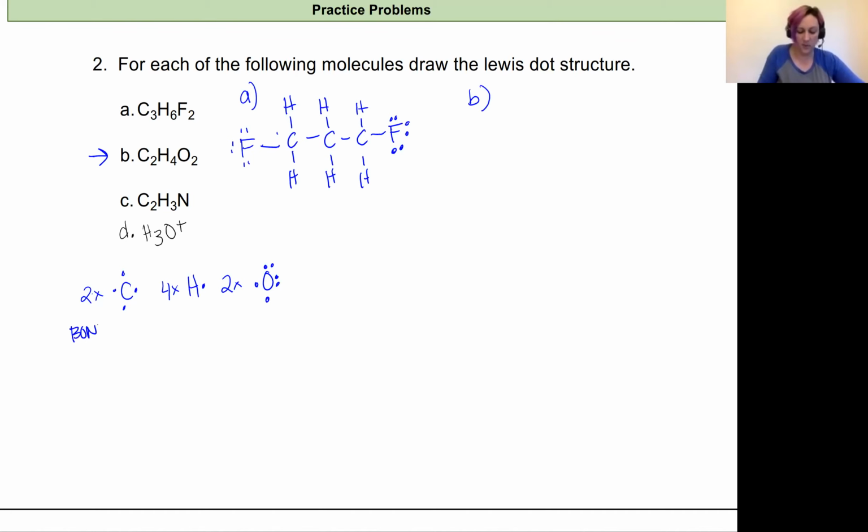So in terms of the number of bonds that each one is going to form, that carbon's going to form 4, our hydrogen will form 1, and our oxygen with 6 valence electrons needs just 2 more to get to 8.